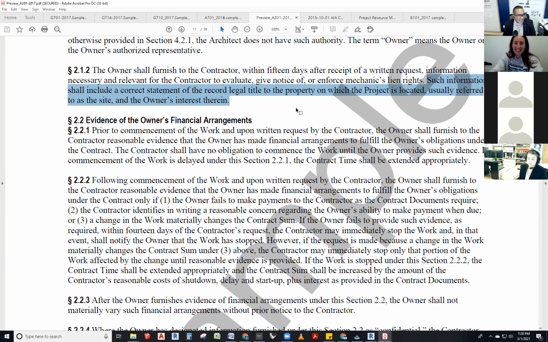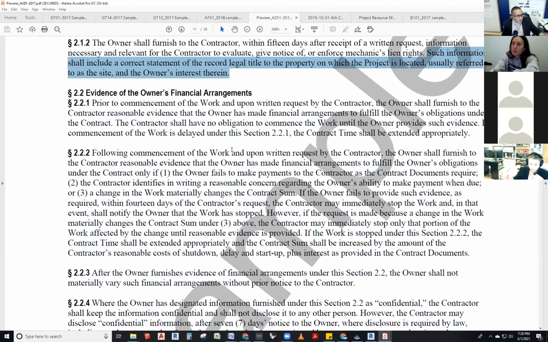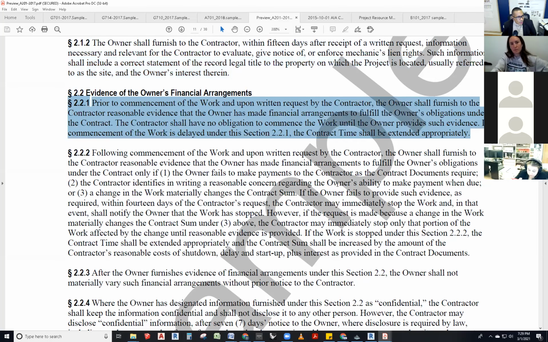Okay, perfect. And I love your question, and I questioned it because if it wasn't there on the V1, it wouldn't be there. By the way, Miranda, it really wouldn't be there at all. They would have it in here, like the owner should give it to the architect, blah blah blah. It wouldn't be in the V101. So, evidence of the owner's financial arrangements. This is a good one. Prior to commencement of the work and upon written request by the contractor, the owner shall furnish to the contractor reasonable evidence that the owner has made financial arrangements to fulfill the owner's obligations under the contract.